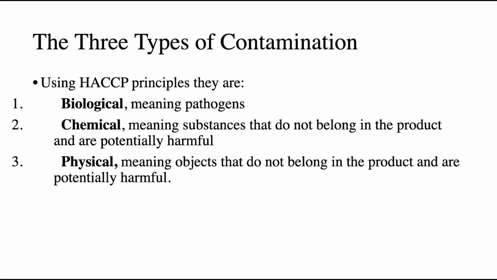Now, in terms of contamination, there are three main types of contamination. We'll use HACCP principles, and using those principles, here are the three main types. Biological, meaning pathogens. Chemical, meaning substances that do not belong in the product and are potentially harmful. Physical, meaning objects that do not belong in the product and are potentially harmful.